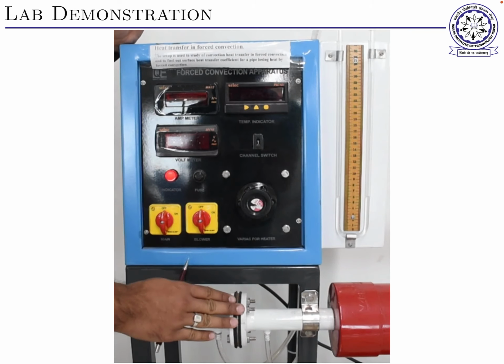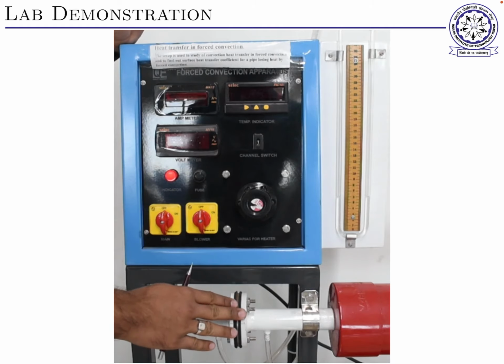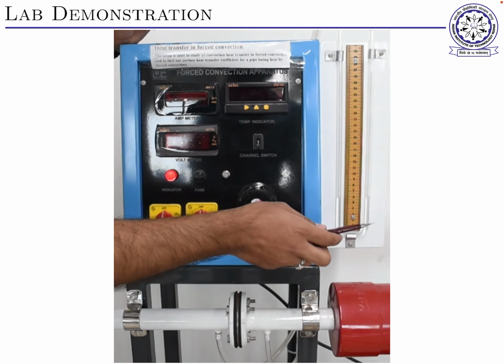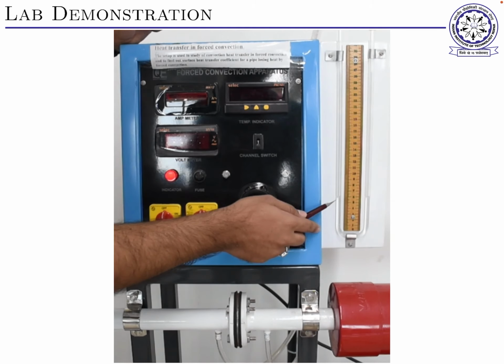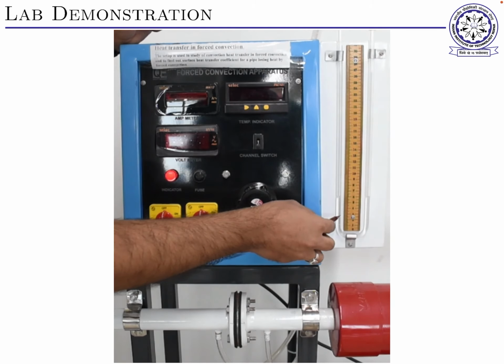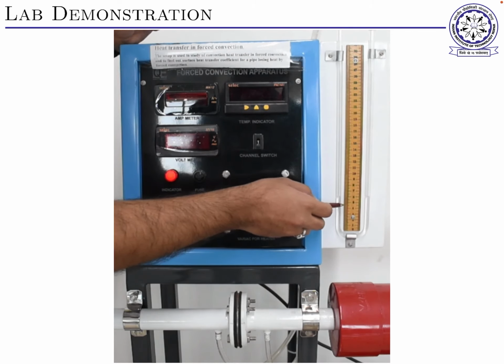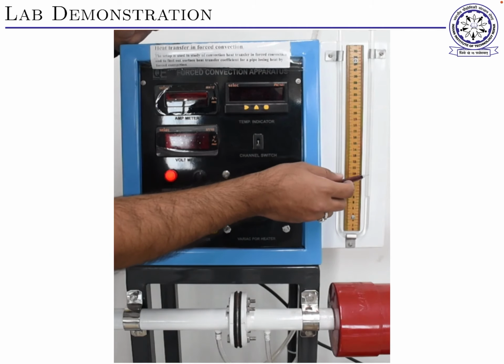This is an orifice flow meter. This is used to calculate the flow rate of air inside this tube. These are the differential pressure readings for this orifice meter, and the manometric fluid used here is water. The readings that will be taken from this scale will be in centimeters. This is H1, this is H2.